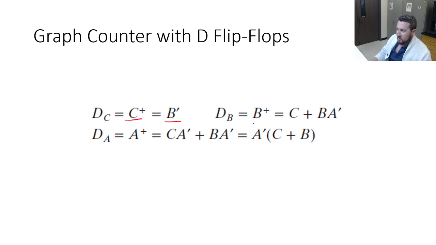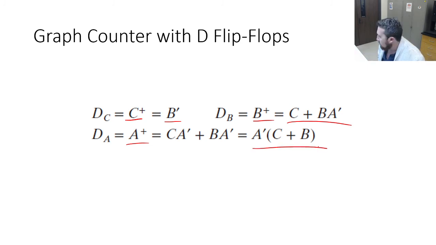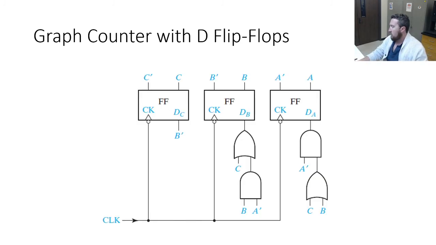C plus is equal to B, B plus is equal to C or B and A prime, and A plus is equal to A prime and C or B. And if we go to drop them in, starting on the right-hand side here with A, we got C or B, so that's C or B, through an AND gate gets us A prime and C or B. This is what we expected.